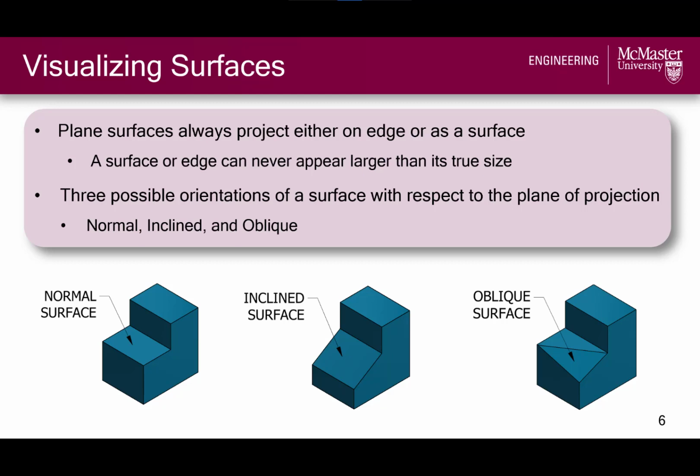Next, let's consider how surfaces appear depending on their orientation with respect to the plane of projection. No matter what, a surface or any of its edges cannot appear larger than its true size, but it can appear foreshortened in some cases. There are 3 possible classifications of surfaces based on their orientation in a multiview: normal, inclined, and oblique, and we will look at each in further detail.